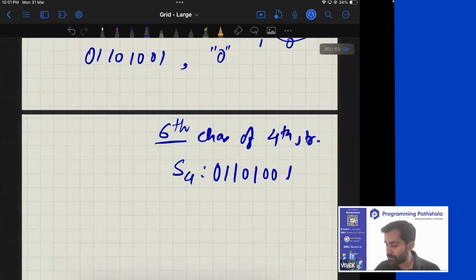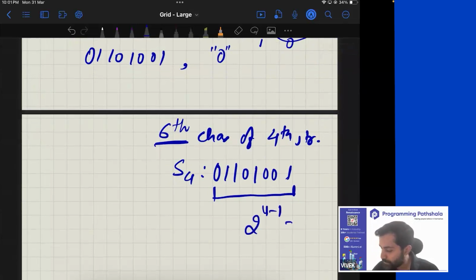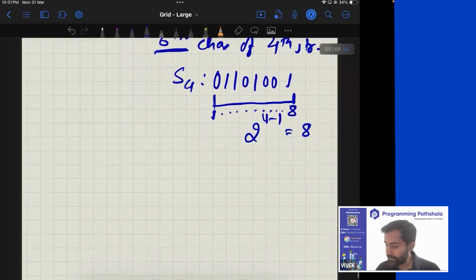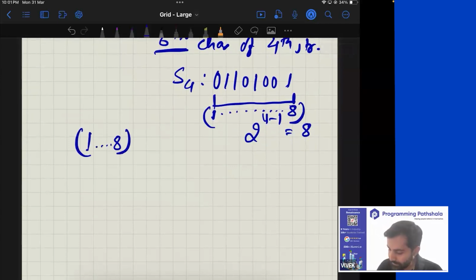So somebody wants to know the sixth character. Now keep looking at it very carefully. Can you tell me what will be the size of the fourth string? The size of the fourth string will be 2 power 4 minus 1, which is 8. Correct? What will be the first index? The first index is 1 and the last index is 8. So I will say that, hey, there is a string which is from index 1 to index 8. And this string is representing a 0 because it is S of 4, right?